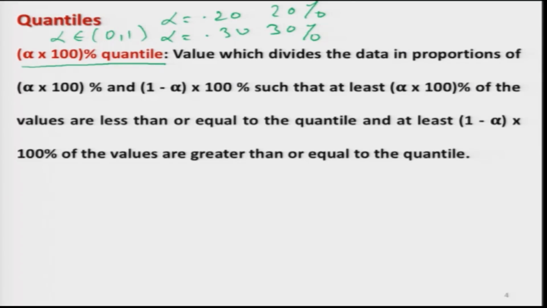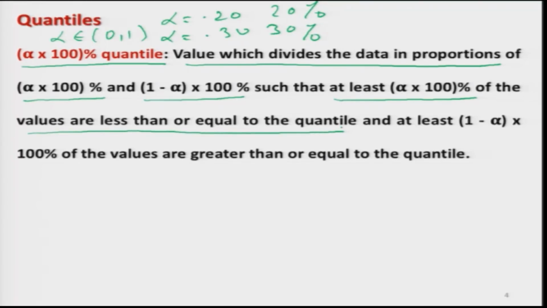So, this alpha into 100% quantile is the value which divides the data in two proportions, one consisting of alpha into 100%, another partition containing the 1 minus alpha into 100%. And this division has been made in such a way that at least alpha into 100% of the values are smaller than the value of that quantile, and at least 100 into 1 minus alpha percent of the values are greater than or equal to that quantile.